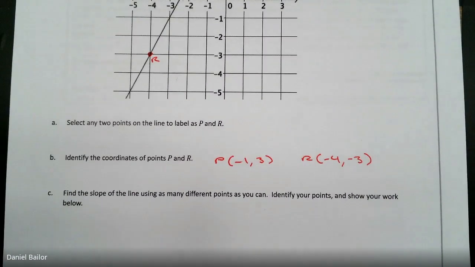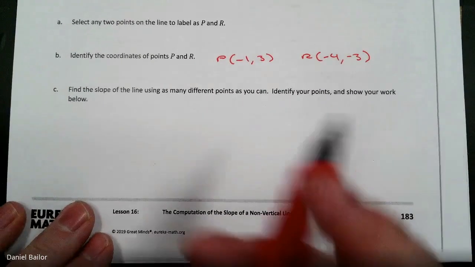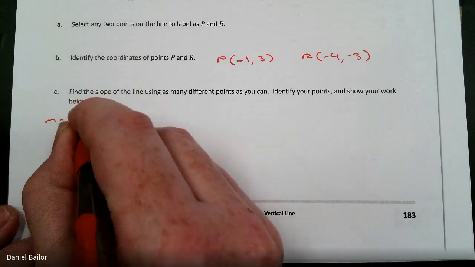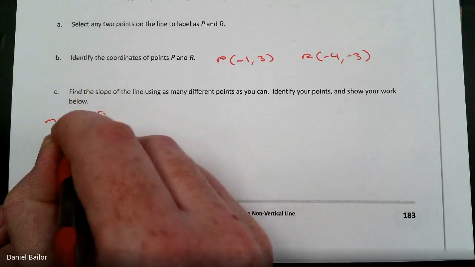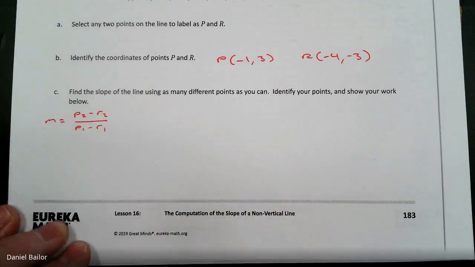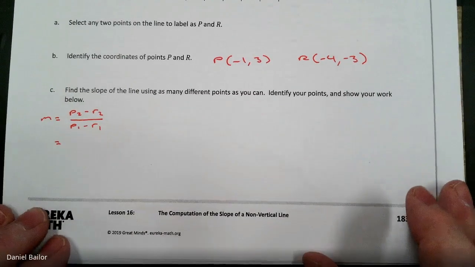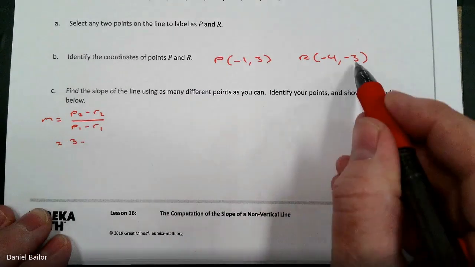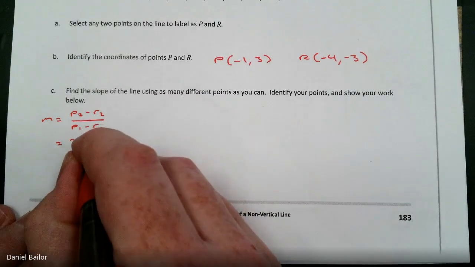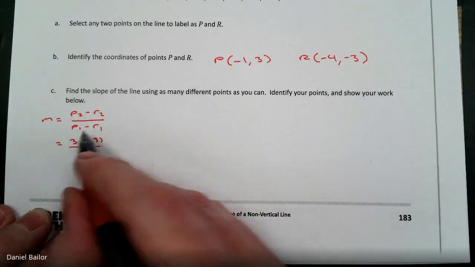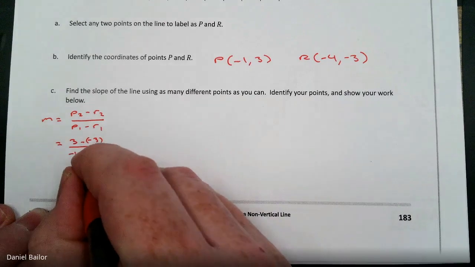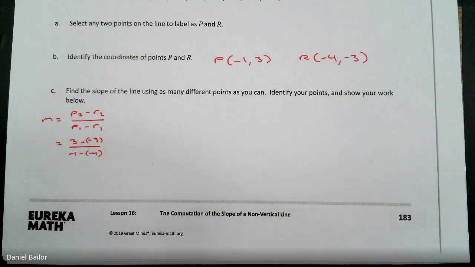Now it wants me to find the slope. Remember, m equals P2 minus R2 divided by P1 minus R1. So using my coordinates, I can find this. P2 is 3. R2 is -3. P1 is -1. R1 is -4. Okay, so I have some negatives.